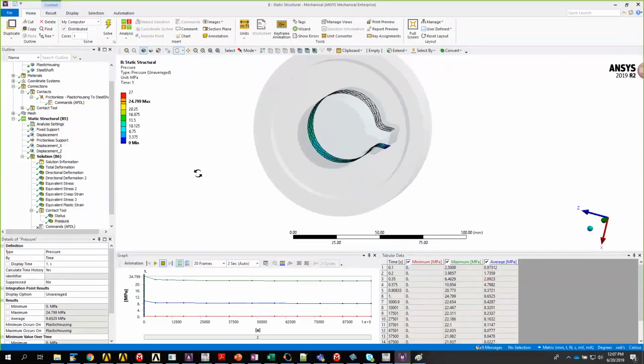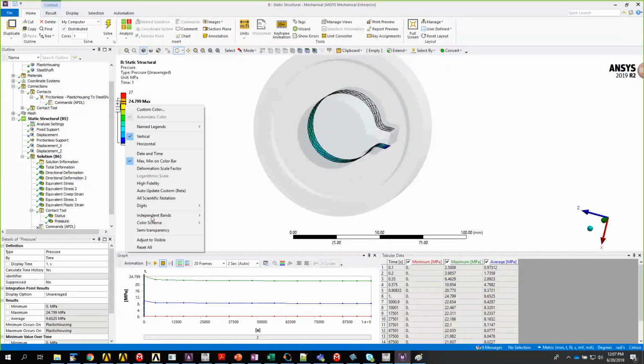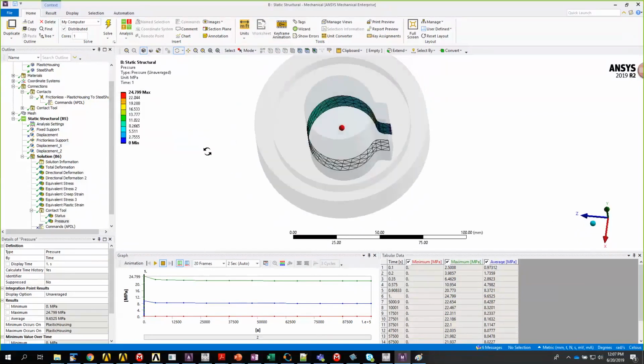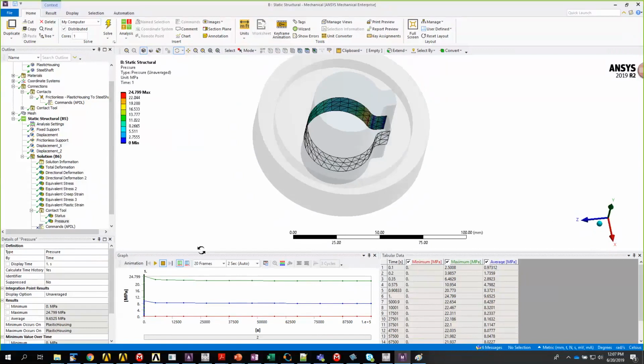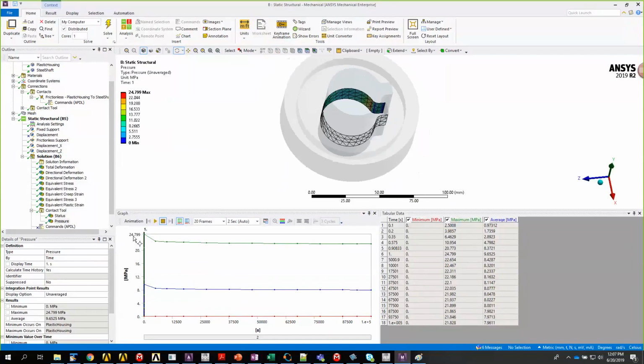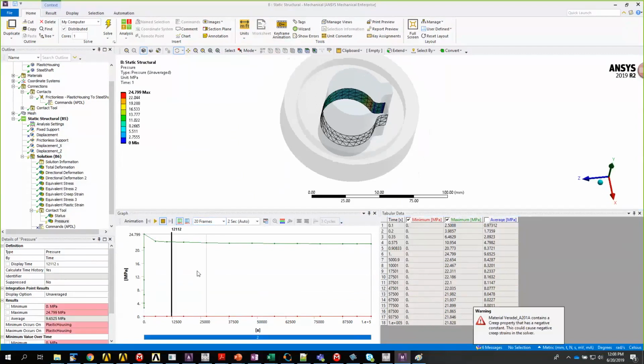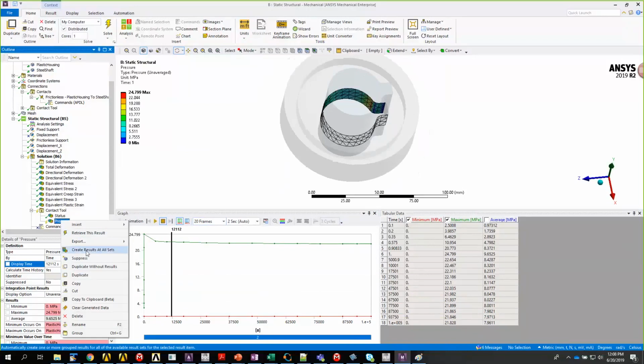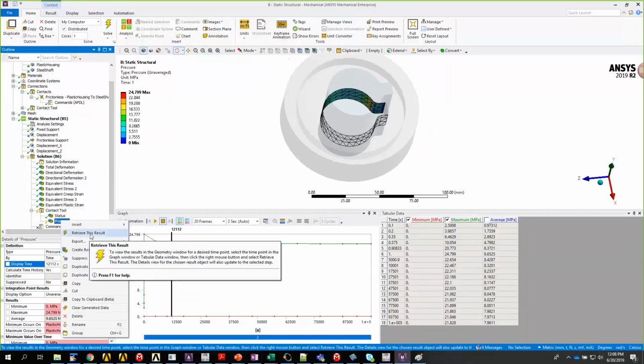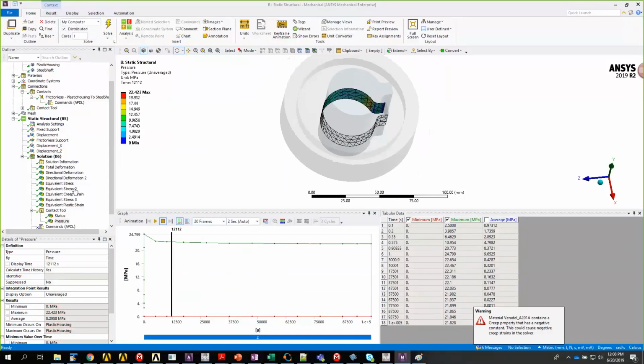Let me set this as reset all. The maximum pressure, as you can see in this graph, is around 24.7, but over time this just drops. Initially it is 0, then it goes up to 29 during the initial interference, and then it's coming down. We can look at the contact pressure distribution at any point of time, and we can look at how it is changing.